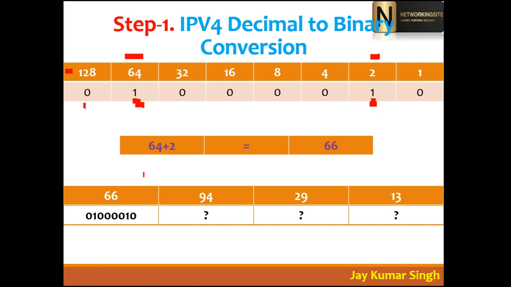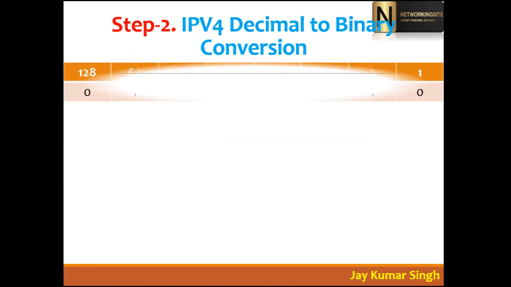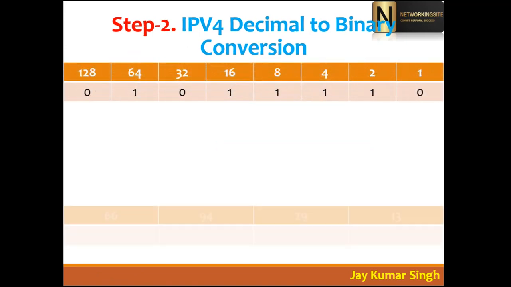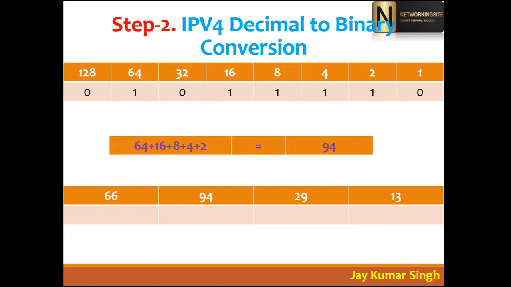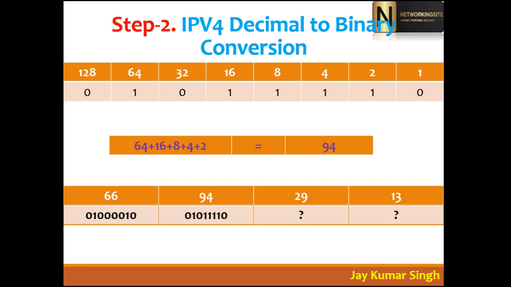Now we have to calculate 94. How are we going to calculate 94? See here, again we will take that chart. Of course, yes, we will take 64, because 64 is lower than 94. Then plus 16 plus 8 plus 4 plus 2 plus 1. The calculation is 0 1 0 1 1 1 1 0.